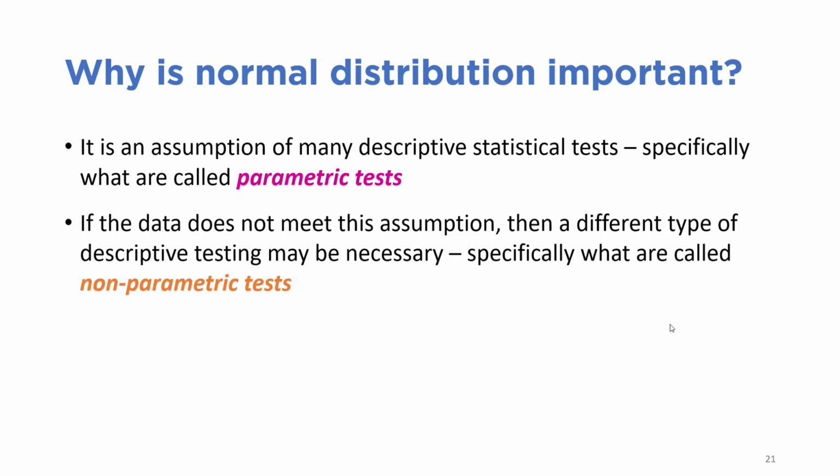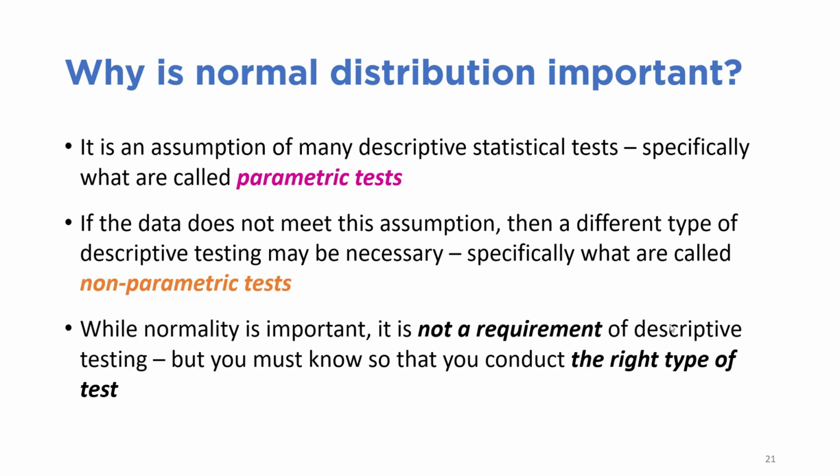If the data does not meet the assumptions of normality, and it is not normally distributed, and you can't find a way to get it there or transform it so that it can go there, then you may have to do different types of statistical tests, specifically what are called non-parametric tests. And while normality is important, it's not a requirement of descriptive testing, but you have to know that so that you can conduct the right type of test.